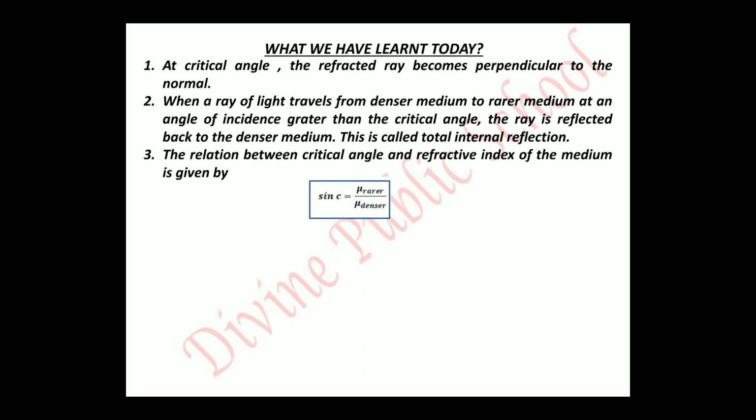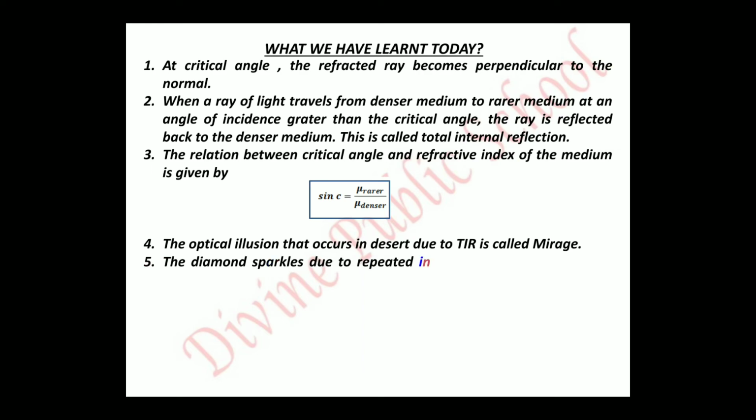Very important formula. Fourth one is, the optical illusion that occurs in desert due to TIR is called mirage. Fifth point we have learned today is, the diamond sparkles due to repeated internal reflection as its refractive index is very high. What is the value of refractive index? It is about 2.42.